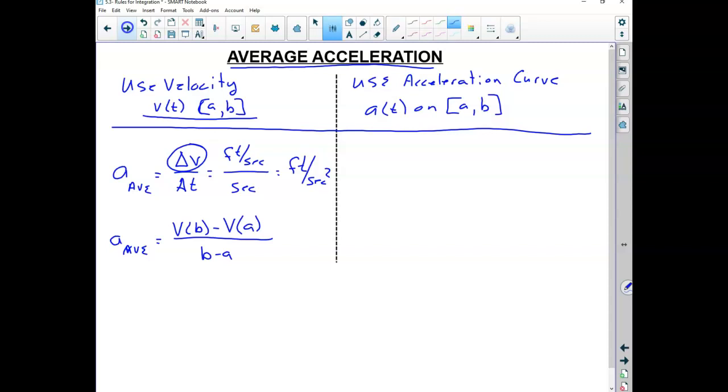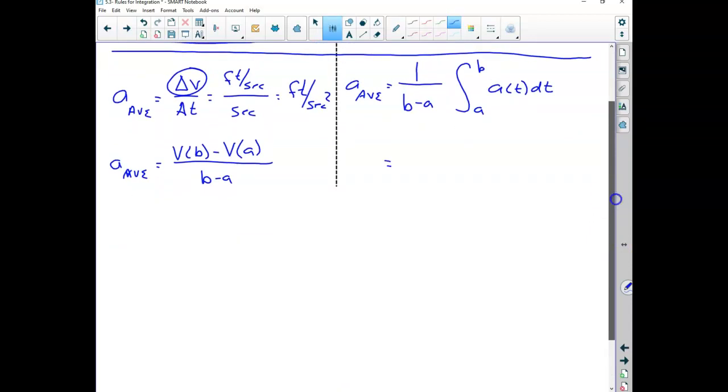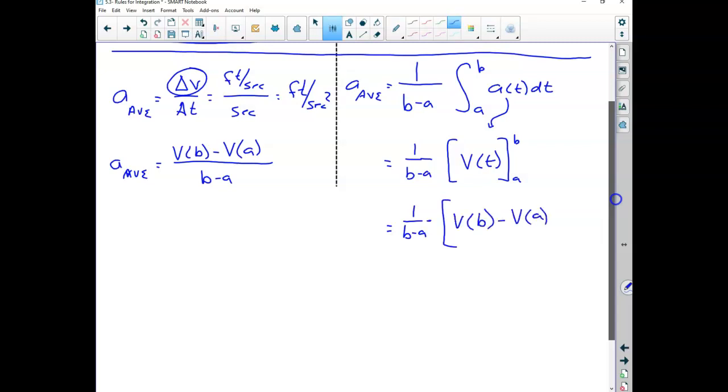Excuse me, that's using my velocity curve. But what if I use acceleration? Well, my average acceleration, if I'm using the acceleration curve, is going to be 1 over B minus A times my integral from A to B of a of t dt, because think about it, the derivative of velocity is acceleration. So if I find my antiderivative of acceleration, hey, that's velocity. We know that, evaluated from A to B. So I say, oh, it's 1 over B minus A times my fundamental theorem of calculus evaluated: my velocity at point B minus my velocity at point A.